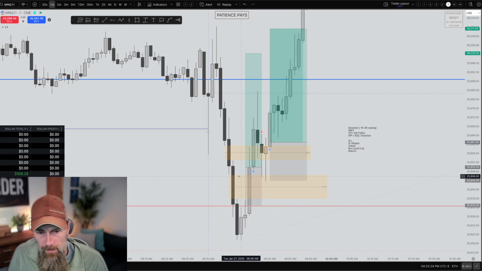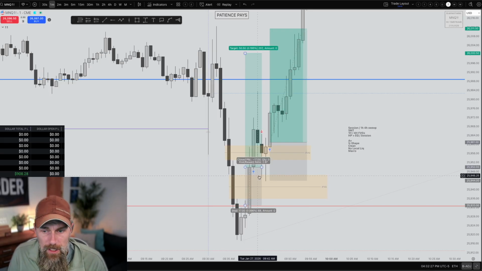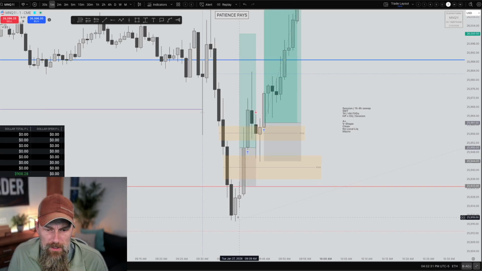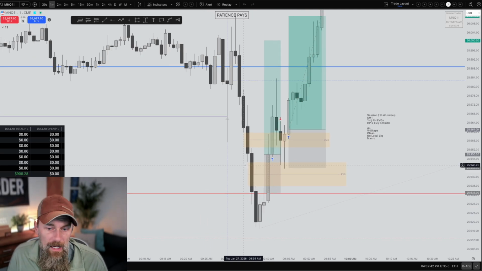Now, in terms of the setup here, it was A+. It was V-shaped. It was clean. There was no local liquidity left. That means there's not a bunch of trend line liquidity or equal lows building up right below the entry point. So in that regard, and it was inside the 9:40 macro on the dot. This was a perfect IFVG setup.